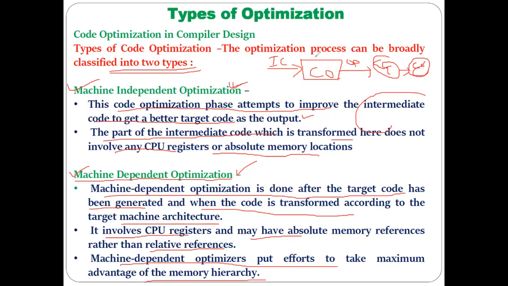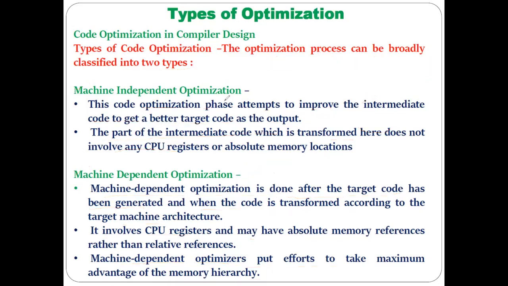Understood? So there are two times where the compiler can perform the optimization. That is before the code generation, that is machine independent optimization, and after the code generation, that is machine dependent optimization.